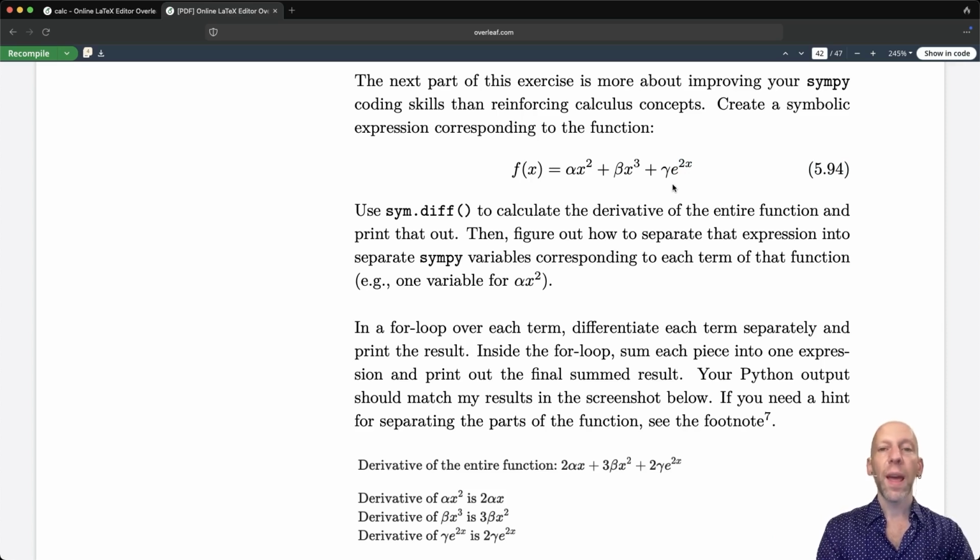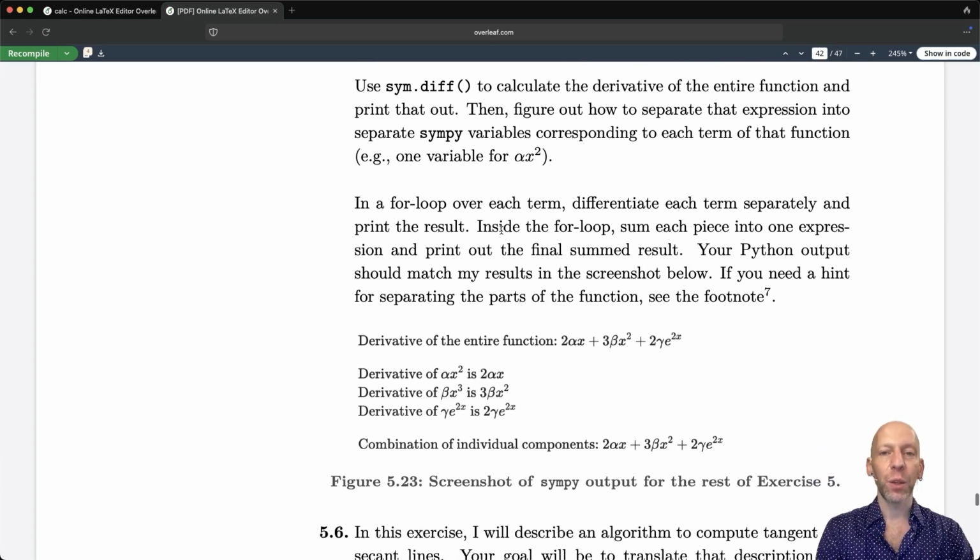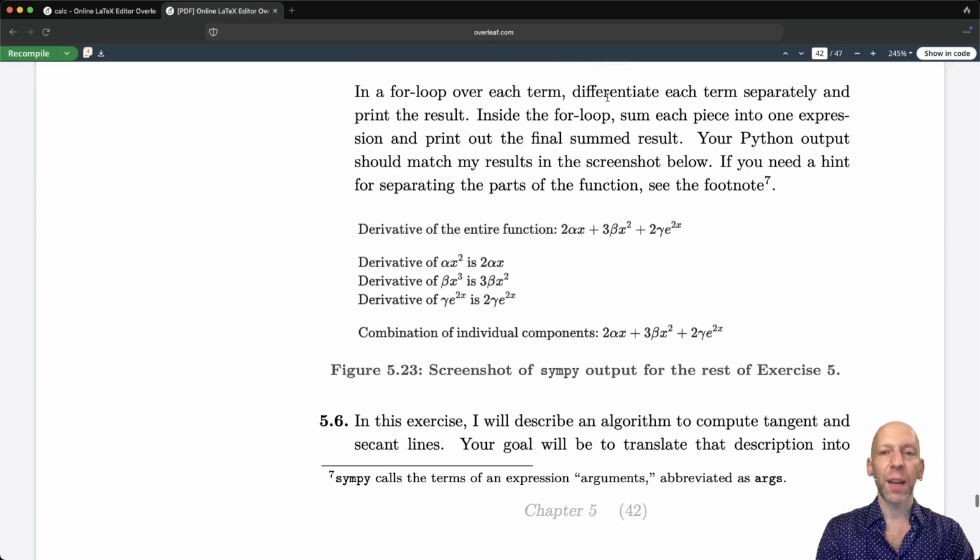What I want you to do is figure out how to get SymPy to recognize that this is one term, it's separate from this term, and it's separate from this term. So you can extract the different added terms from a multi-term expression. So that's what you want to do. Once you get that, then you can write a for loop, differentiate each term individually, and then print out that result.